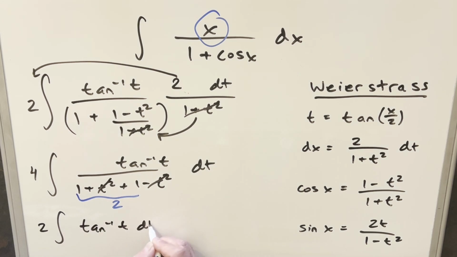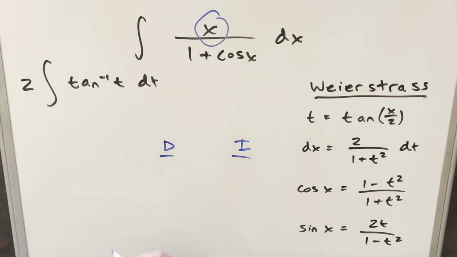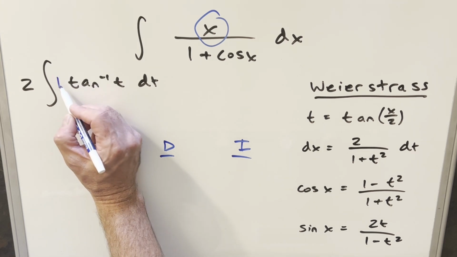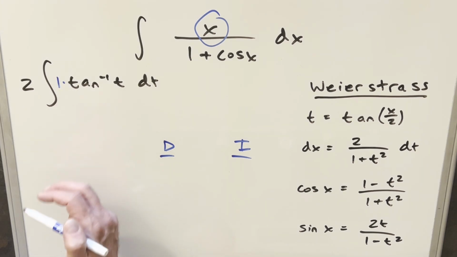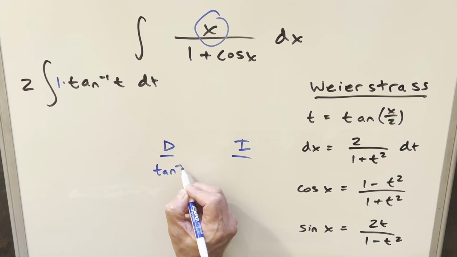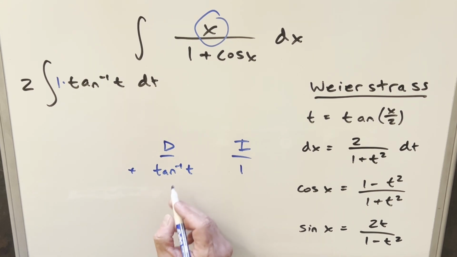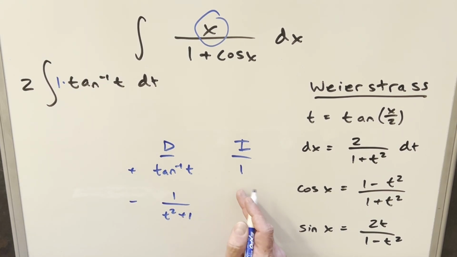But now from here, this integral, we can finish it off using integration by parts. So for integration by parts, let's just use the DI method over here. We only have one function, so let me multiply by 1. So now that we have two things, I'll differentiate arctan of t, and then we'll just integrate 1. Differentiating arctan, we're going to have just 1 over t squared plus 1. The integral of 1 is just going to be t.